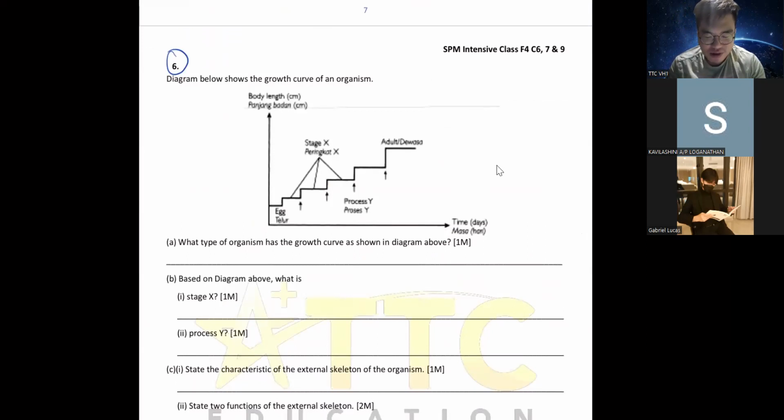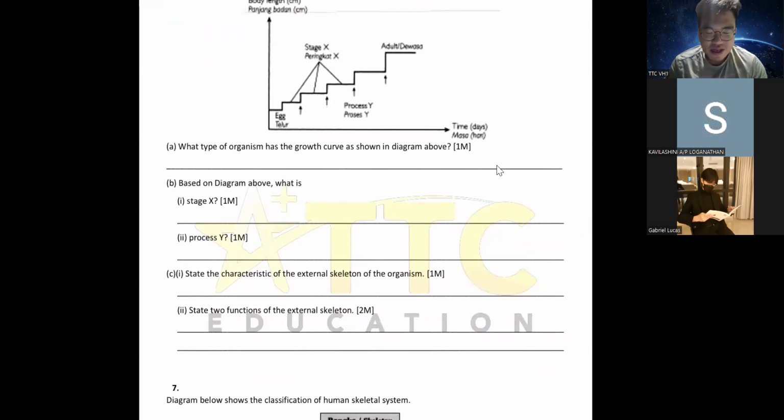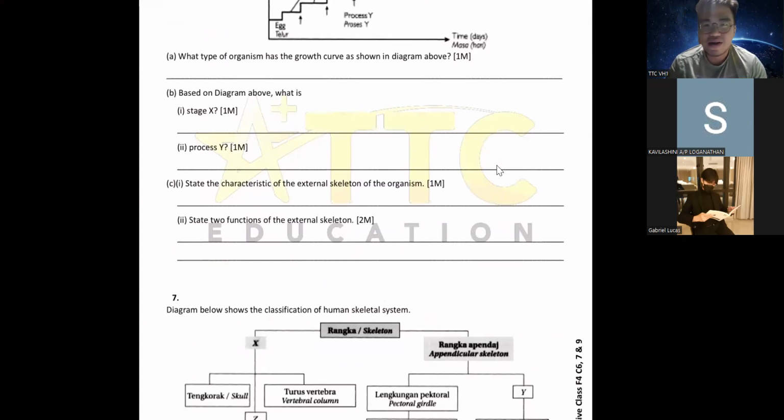What organism has the growth curve? Exoskeleton. Worm, there's so many worm though. Earthworm, right? Earthworm. Okay, so hydrostatic. B, stage X is your instar. Y is your ecdysis. Okay, instar, ecdysis. Can everyone follow?